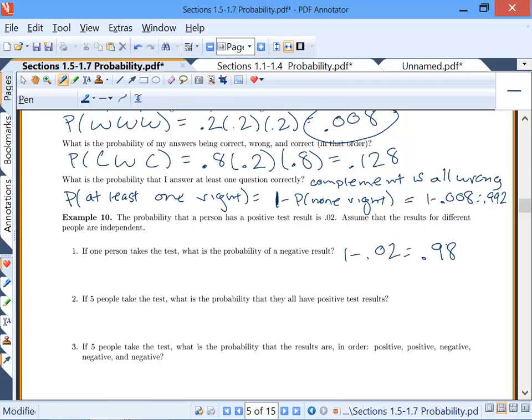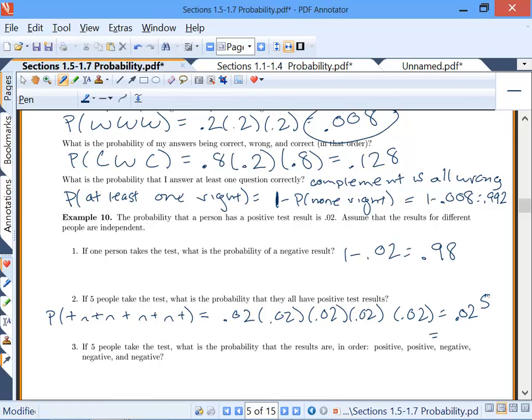Now let's say 5 people take the test. What is the probability that they all have positive test results? What would you need to do for that? I need the first person to be positive, and the next person, and the next, and the 4th, and the 5th person to be positive. So what do you think I need to do? Just multiply them all together. One person being positive is 0.02, so we do 0.02 times 0.02 times 0.02 times 0.02 times 0.02. Notice this is 0.02 to the power of 5. So 3.2 times 10 to the negative 9th. So even though the probability of one person getting a positive test result is only 0.02, if you want all 5 people to have a positive test result, you're at 3.2 times 10 to the negative 9th.